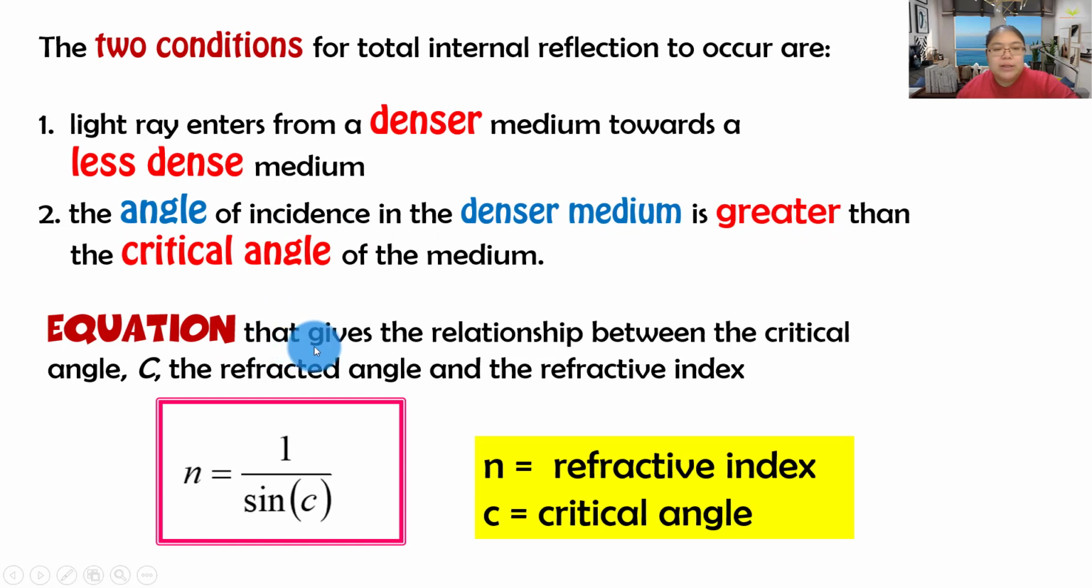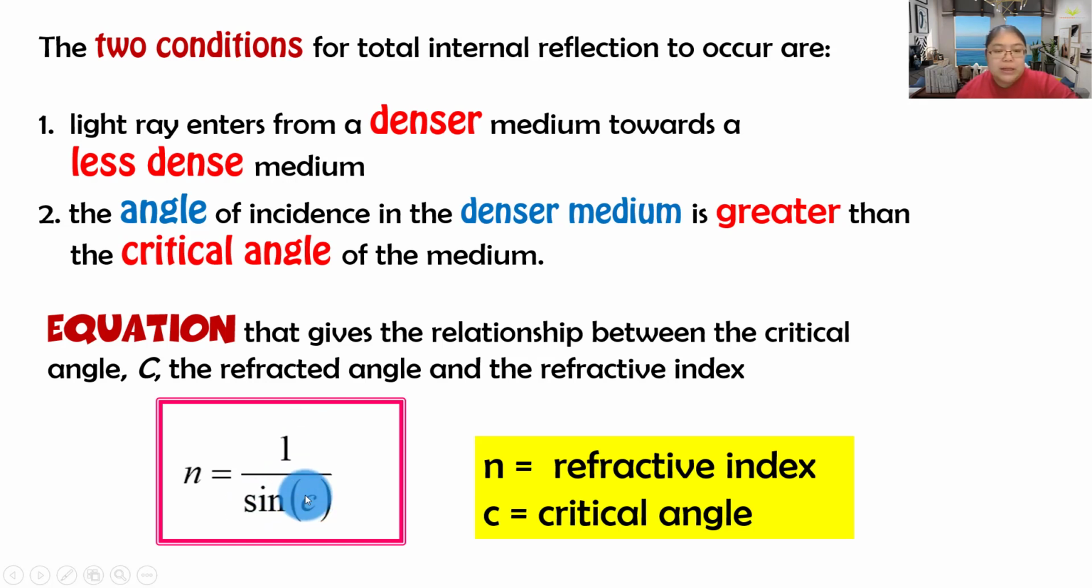So from here, the equation that gives the relationship between the critical angle and the refractive index. From here we can find the refractive index by using this formula. This formula actually comes from Snell's law. Snell's law is n equals sine i over sine r, is it? So that means the i must happen in the denser medium. So in the less dense medium, the refracted angle is 90 degrees. So sine 90. Then sine C, where C is the incident angle.